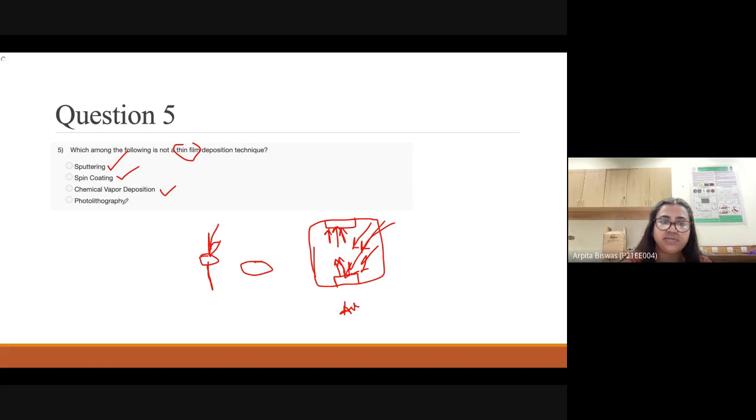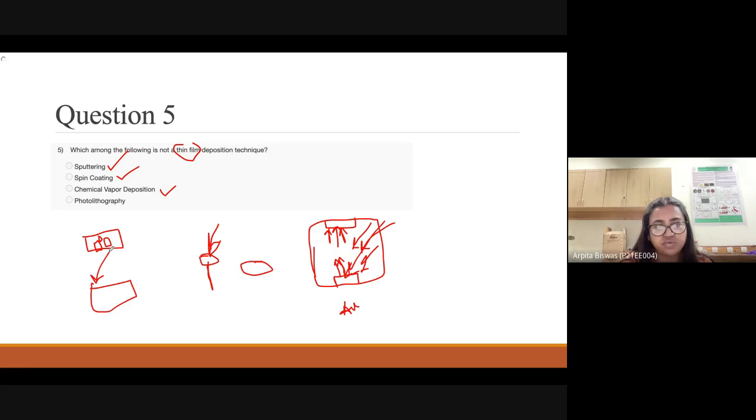So photolithography is a pattern transferring process. I have already told in the last class that if there is a mask and some pattern, like some gate or source and drain, we can transfer this pattern from the mask to the sample. There are processes like UV exposure, development, and after the development, we go for the etching process.